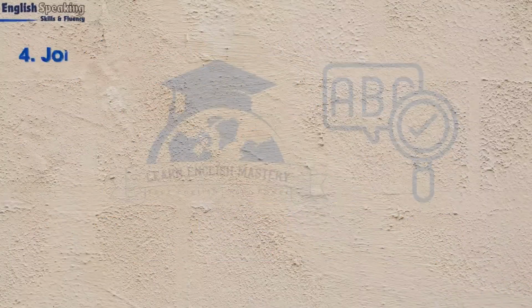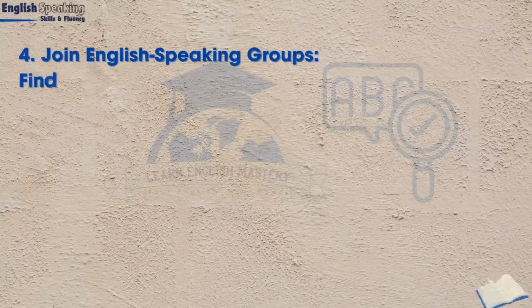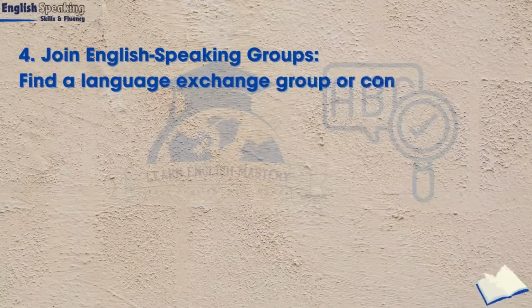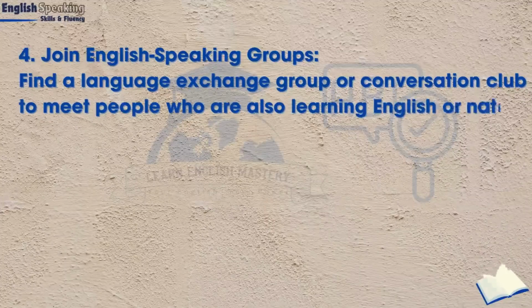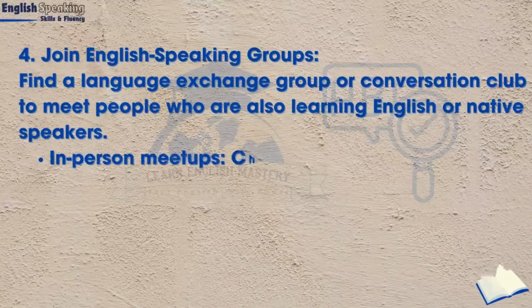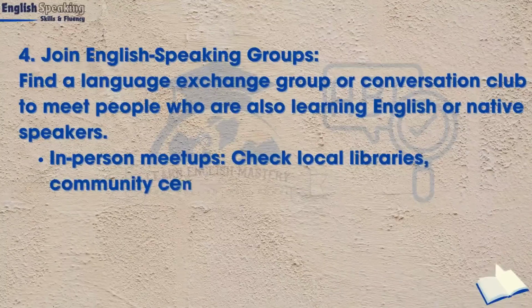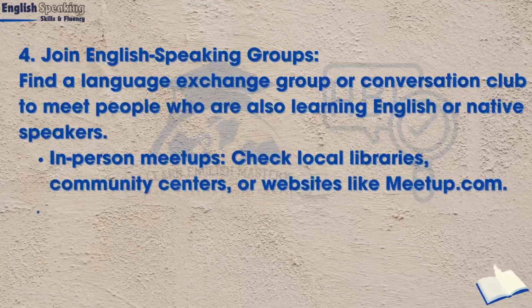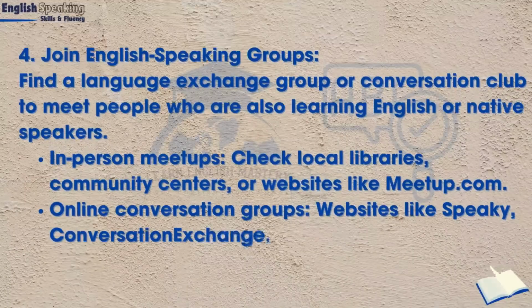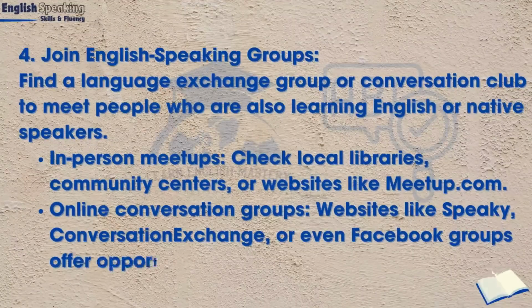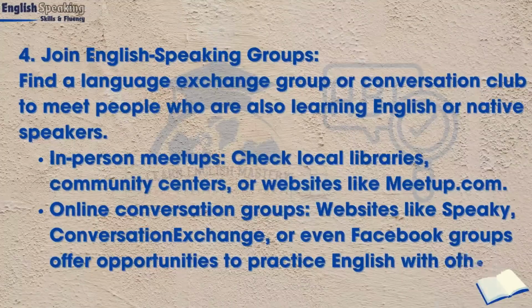4. Join English speaking groups. Find a language exchange group or conversation club to meet people who are also learning English or native speakers. In-person meetups: check local libraries, community centers, or websites like meetup.com. Online conversation groups: websites like Speaky, Conversation Exchange, or even Facebook groups offer opportunities to practice English with others.